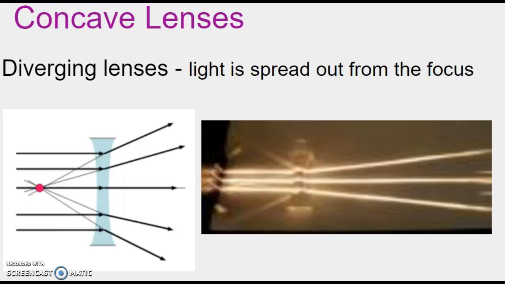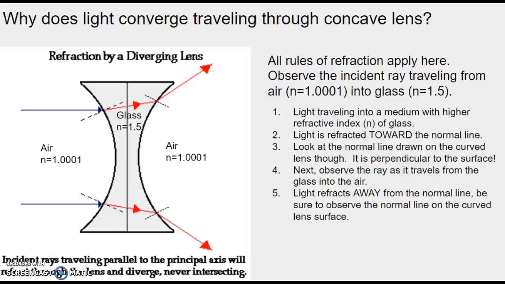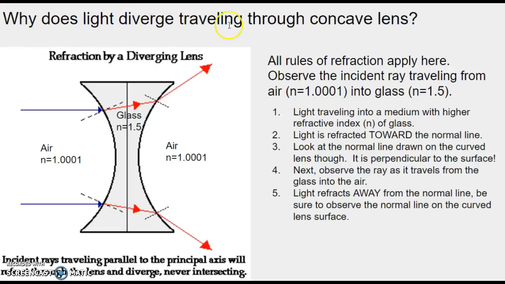of a concave lens. So images that we look at through a concave lens are always virtual. They're located on the front of the lens, the same side as the object, and they're formed in our minds. They're right side up, and they're smaller. So why does light diverge traveling through a concave lens? Well, all rules of refraction apply here.